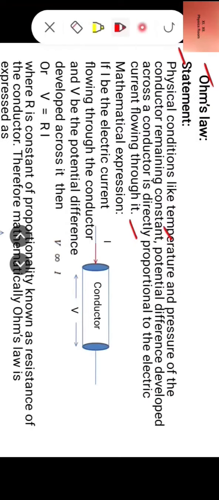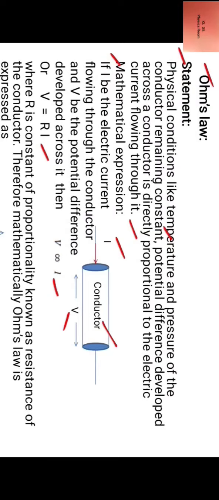I repeat, physical conditions like temperature and pressure of the conductor remaining constant, potential difference developed across a conductor is directly proportional to the electric current flowing through it. Mathematical expression: if I be the electric current flowing through the conductor and V be the potential difference developed across it, then V is proportional to I, or V is equal to RI, where R is constant of proportionality known as electrical resistance of the conductor.